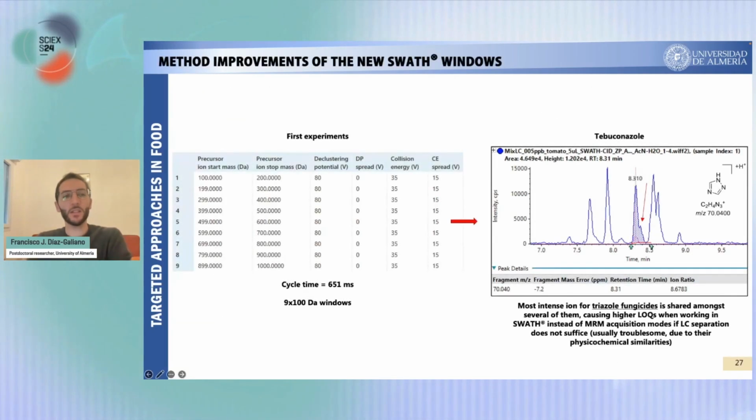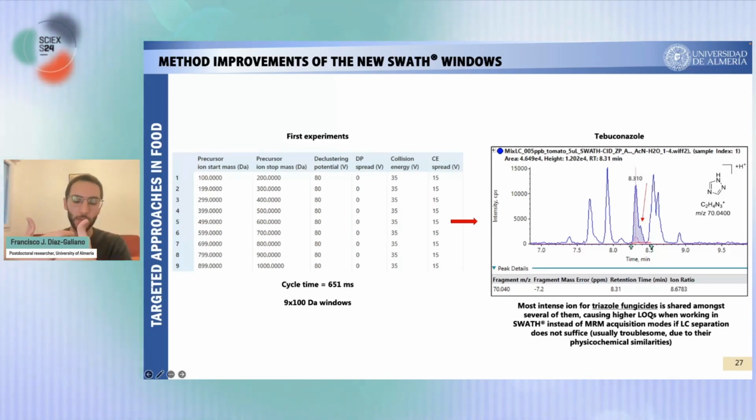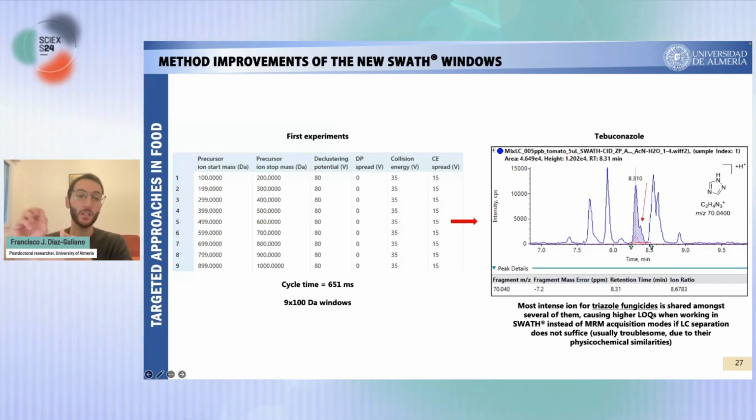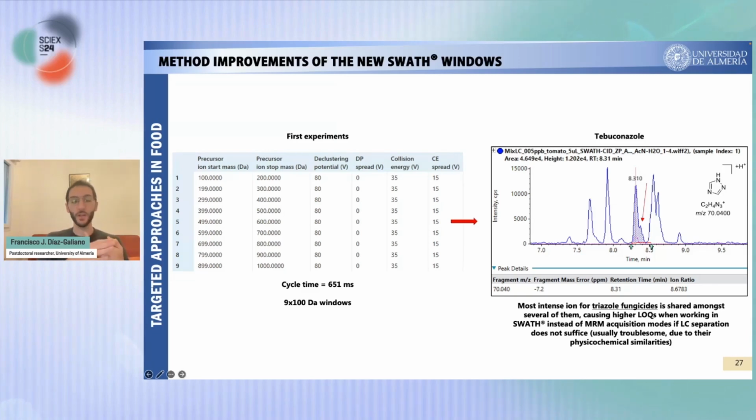And in practical terms, what does this change mean? Let me show you some examples that we collected during the method optimization. Let's begin, for example, with the triazoles. So triazole fungicides are a chemical family of pesticides with very similar physicochemical properties, and in most cases, their most intense fragment ion is the triazole moiety with an m/z of 70, shown here on the right-hand side of the presentation. When analyzing triazoles using triple quad, you typically don't run into much of a problem because with the precursor ion, you can separate each of them and use the fragment ion.